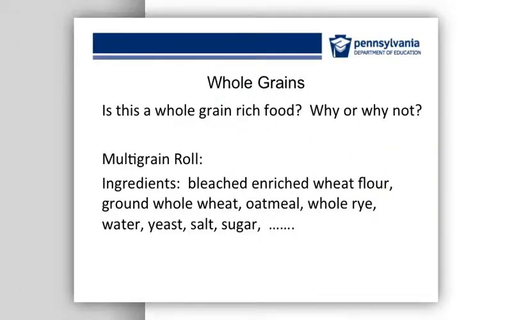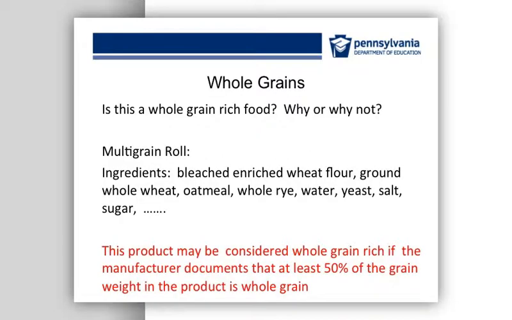One last example, a multi-grain roll. This one's a little tricky. Is this a whole grain rich food? It is possible that this product is whole grain rich, but more information is needed. As stated earlier in the presentation, an item can be considered whole grain rich if the total weight of whole grain ingredients exceeds the weight of grain ingredients that are not whole grain. Or, stated another way, if at least 50% of the grain weight is whole grain.